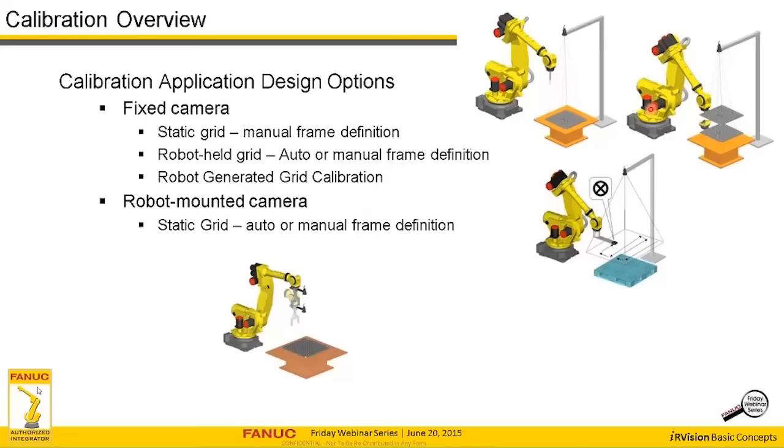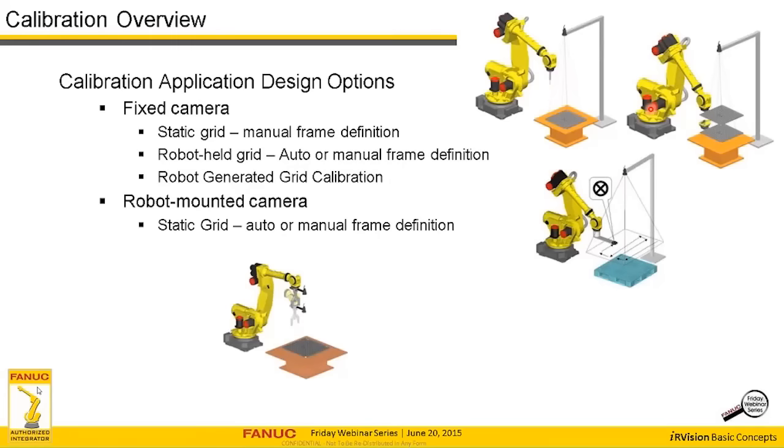For example, with a fixed camera, we can do what most people are most familiar with. That's a static grid calibration, where the grid is defined via manual frame definition. We'll go over these in detail in just a moment. We also have the option where you could calibrate the fixed camera with a robot-held calibration grid.